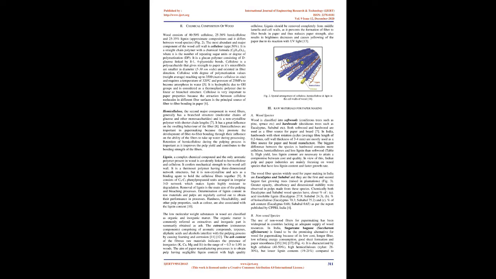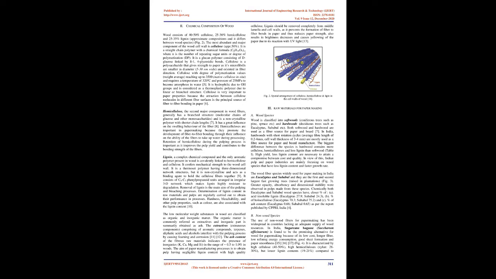to hemicellulose and cellulose. It confers mechanical strength to the wood cell wall. It is a thermoset polymer having three-dimensional network structures, but it is non-crystalline and acts as a binding agent to hold the cellulose fibers together. 9. It consists of C6C3 phenylpropanoid units arranged in an irregular 3D network, which makes lignin highly resistant to degradation.